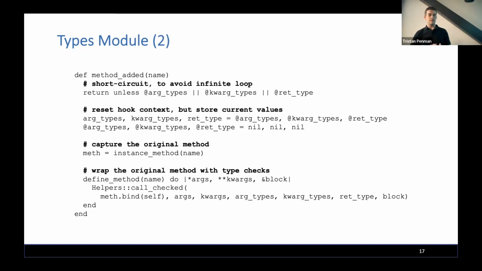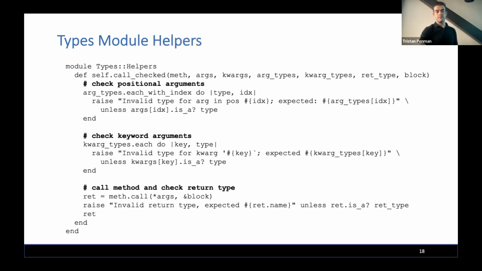Where things get interesting is we've got this little helpers module, where we've got a function call checked, and we pass in all of the information that we stored about the types and the method we want to call, and we let that do all the heavy lifting. So let's look at what this helpers module looks like. Really, the key things that this helper method is doing is it checks positional arguments, then it checks keyword arguments. And I'm going to talk a bit more about the differences there later. And then it calls the method and checks the return type.